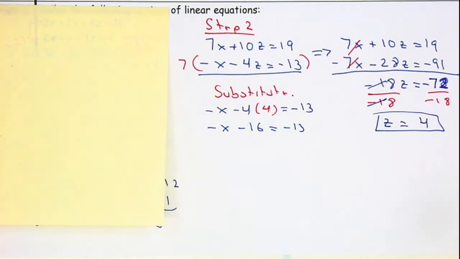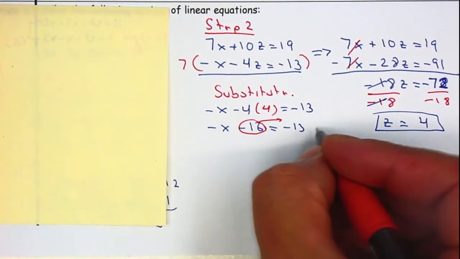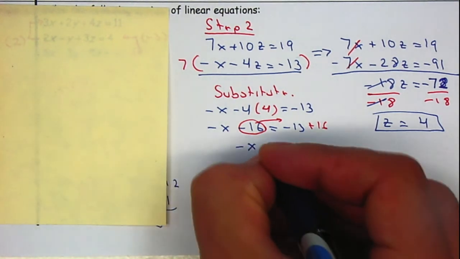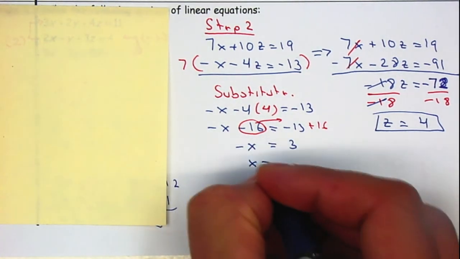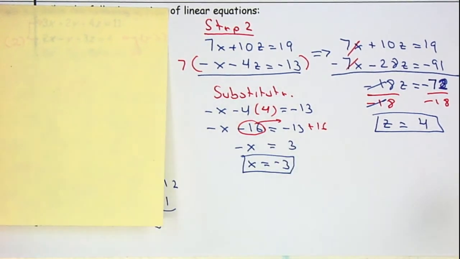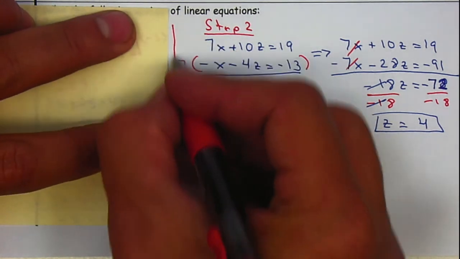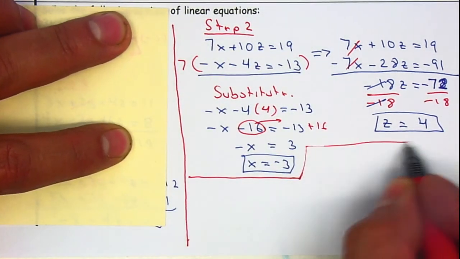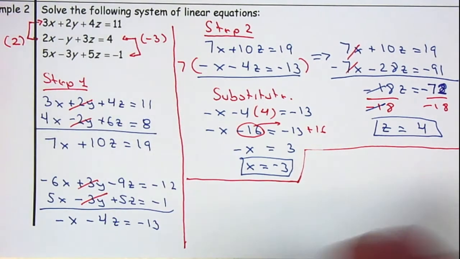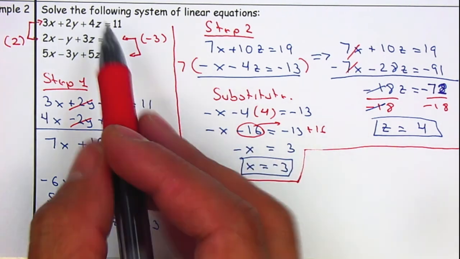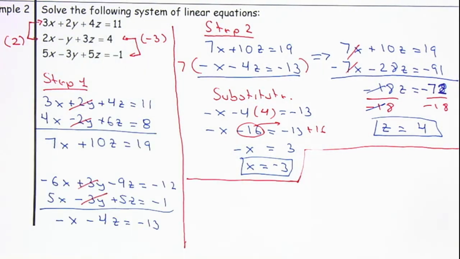I'm going to move that 16 to the right, that's going to become a positive 16. So we have negative x is equal to 3, x is equal to negative 3. Remember, if you get a whole number, most likely you have the correct work. Now that we have two values, x and z, we can plug it into any of those three equations to find the value of y. So step 3.